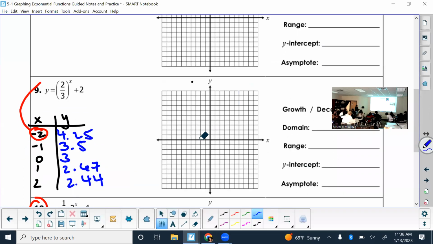The -2, up 4.25. 1, 2, 3, 4, and then up a little over that, be there. -1, up 3.5. Here somewhere. 1, 2, 3.5. 0, up 3. 1, up 2.67. And 2, up 2.4-ish. Now, when it looks like this, you might want to add a few more points if you want. I still think you can see that it has that same shape we talked about earlier.